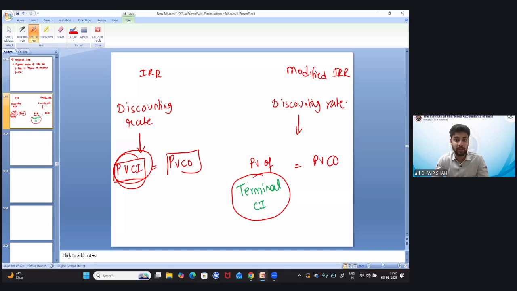Can I say terminal is always the last point? Yes or no? आखिरी point. Terminal is, in general English, the last point, last station. ठीक है? So यहाँ पे terminal means the last year of the project life. Are you getting this? Terminal means last year of the project life.